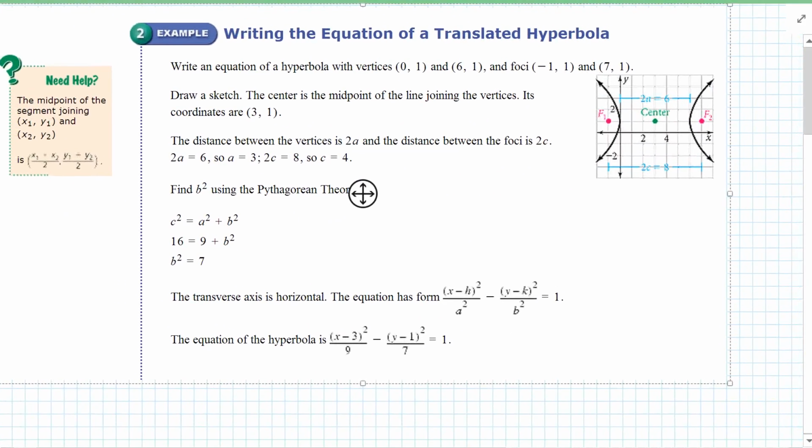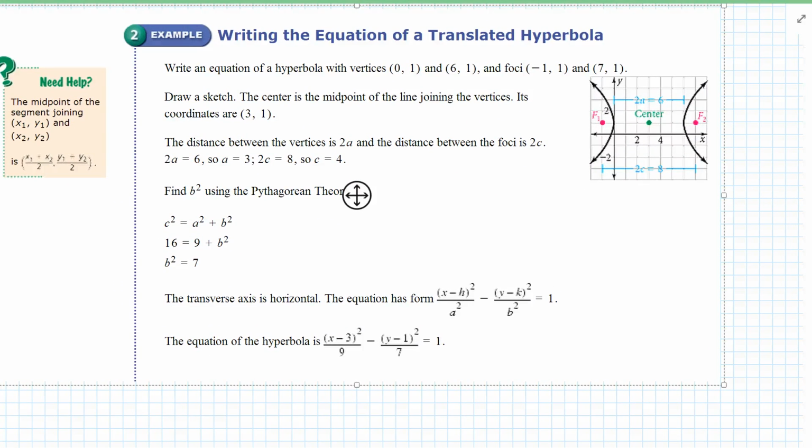Now we can work on writing the equation of a translated hyperbola. Okay, let's make sure we remember something. The midpoint of segments x1, y1 and x2, y2 is the sum of the x's divided by 2 and the sum of the y's divided by 2.